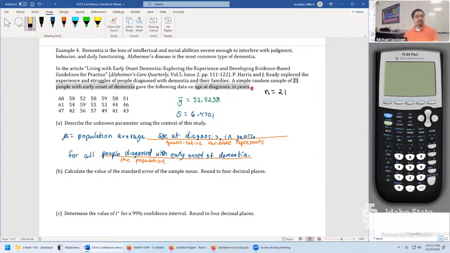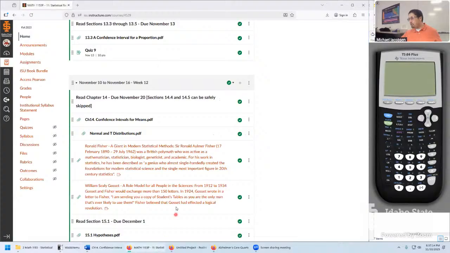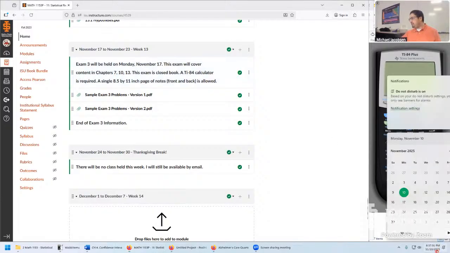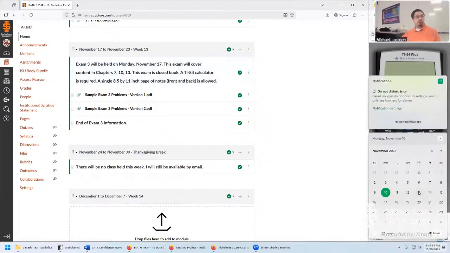Yeah, it's going to be next Monday. Yeah, and it's going to be over chapters 7, 10, and 13. So our chapter 14 won't make it on. Chapter 7, linear regression. Yeah, exactly, it will. Well, we're going to spend the entire Thursday before going into the exam. So we'll spend our Thursday on taking questions from the 7, 10, 13.